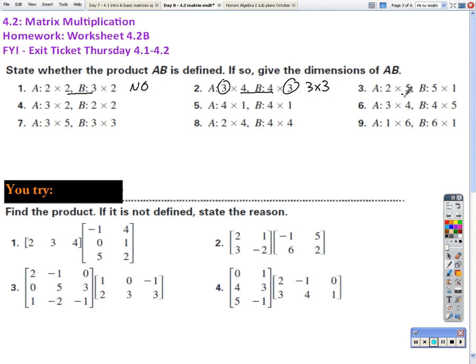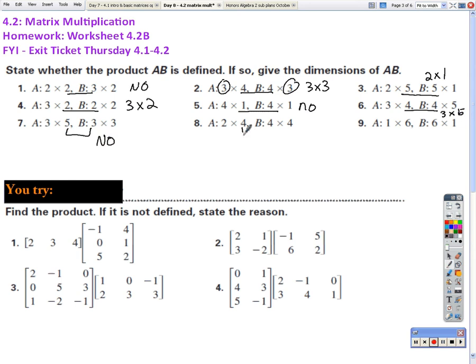These match, so my product will be 3 by 1. 3 by 2. Oh, they don't match. These match, so my product will be 3 by 5. Didn't leave myself enough space there. Oh, these do not match.